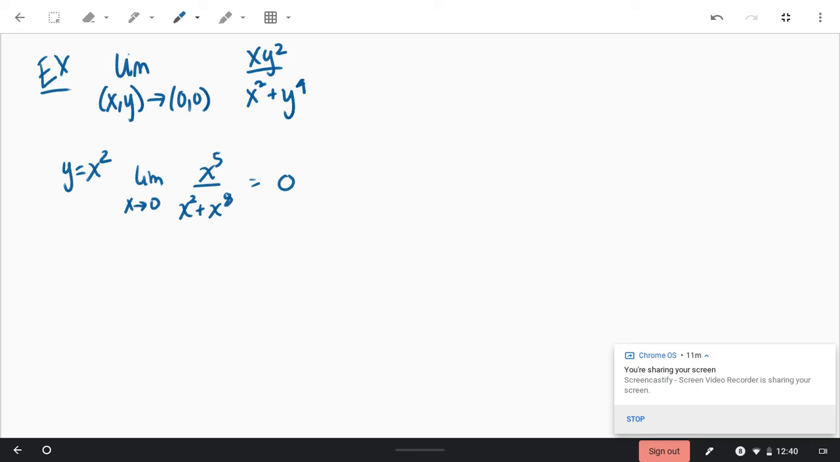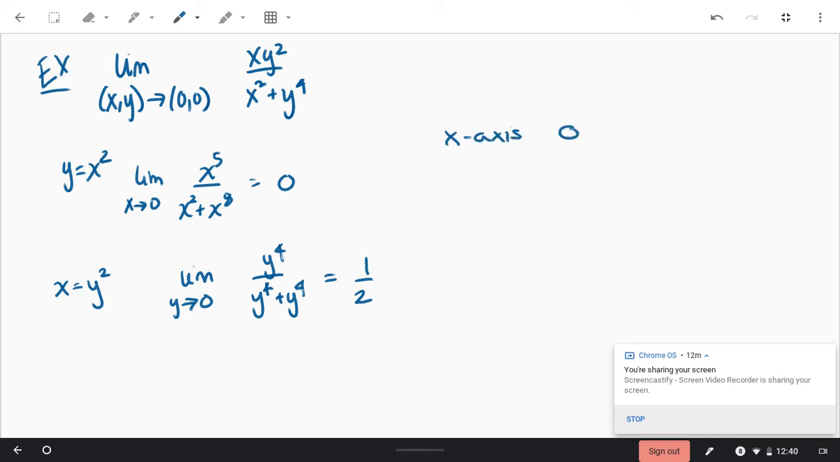Okay, so if you do x equals y squared, you get the limit of y to the fourth over y to the fourth plus y to the fourth. So that's 2y to the fourth. Okay, and that does end up being 1/2. So if you did it along the x-axis, you got 0. The y-axis, you got 0. Y equals x, you got 0. Y equals x squared, you got 0. Finally, x equals y squared, we got something different to show that the limit then does not exist. Okay, so that was a little tricky one there.